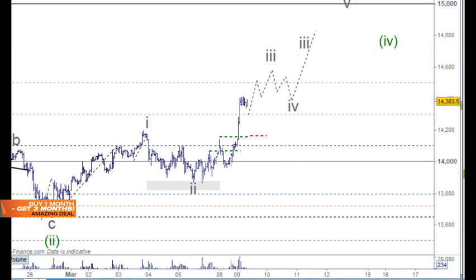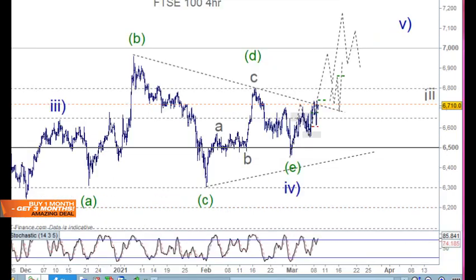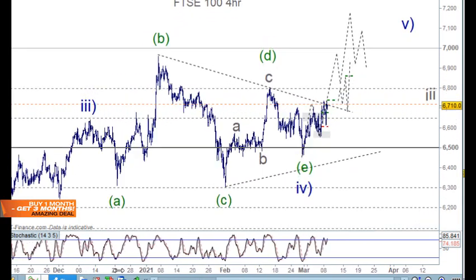And the FTSE. So with the FTSE here, it's a different sort of count, and it's a bit of a weird triangle pattern really, I guess. So an A wave here, B wave here, C wave here, D wave here, and E wave here.